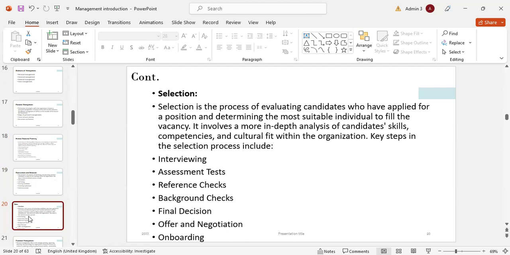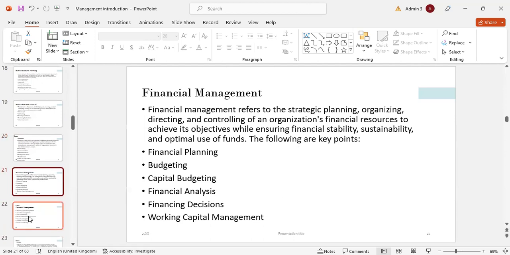It values a more in-depth analysis of candidates' skills, competencies, and culture fit within the organization. Key steps in the selection process include interviewing, assessment test, reference check, background check, final decision, offer and negotiation, and onboarding.